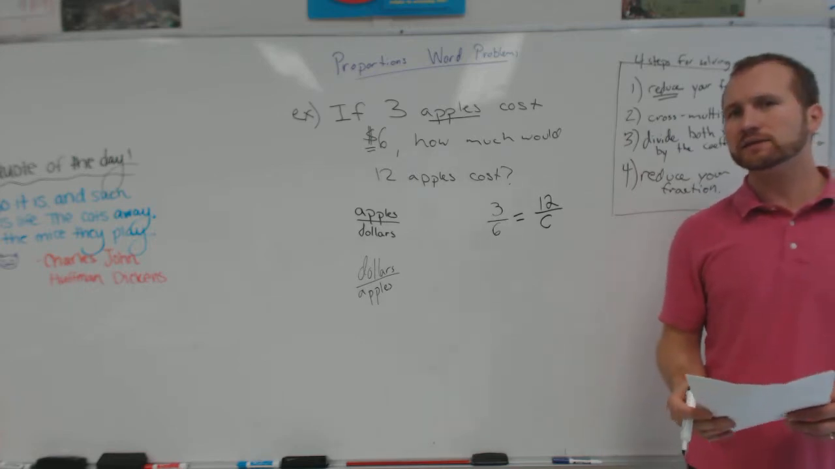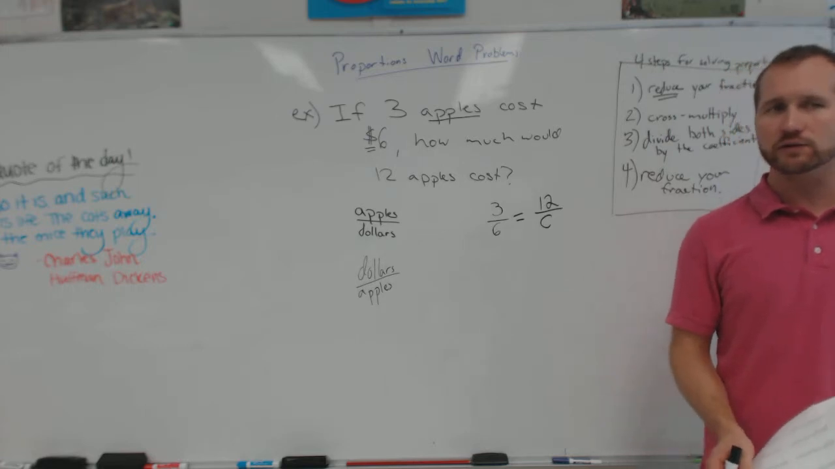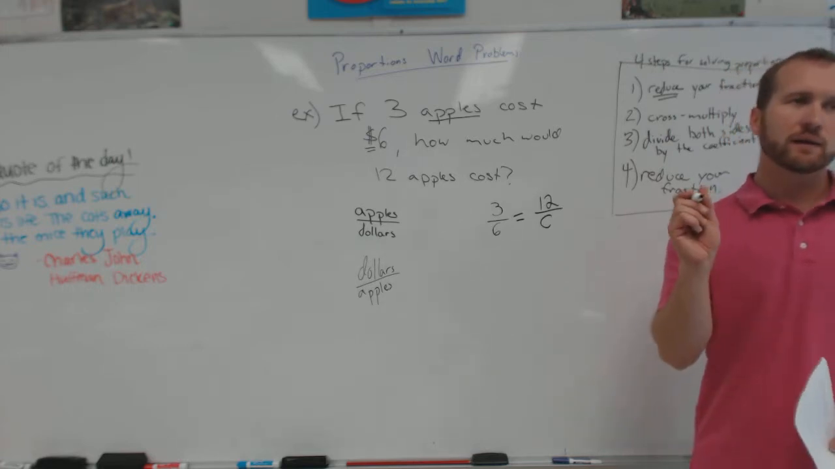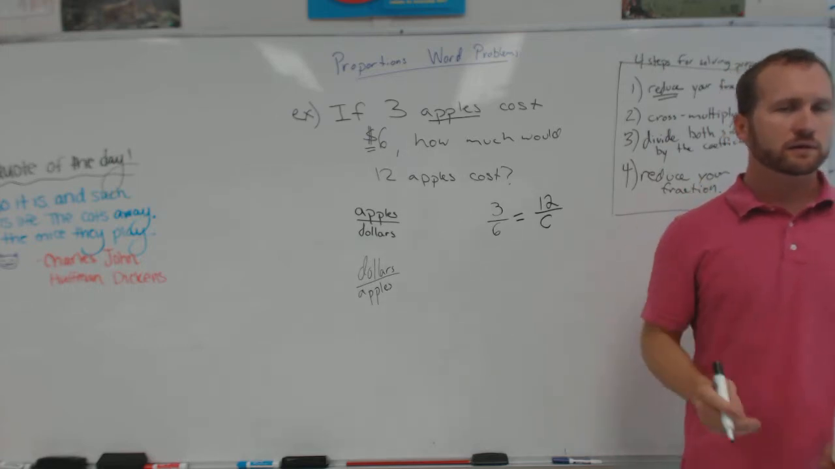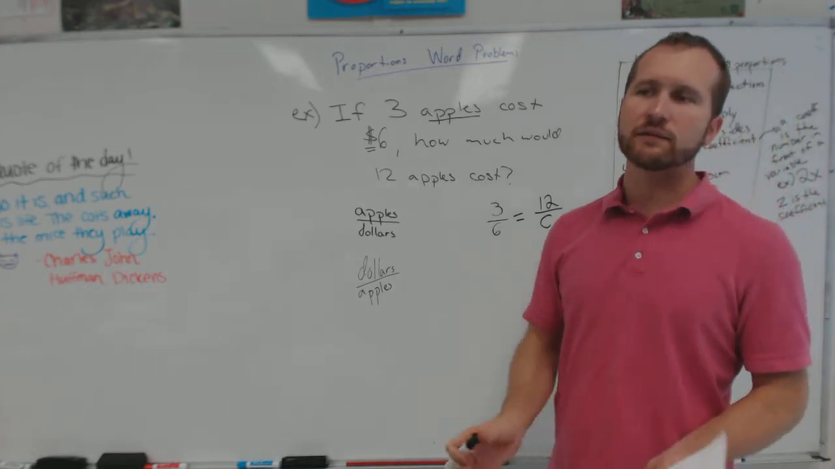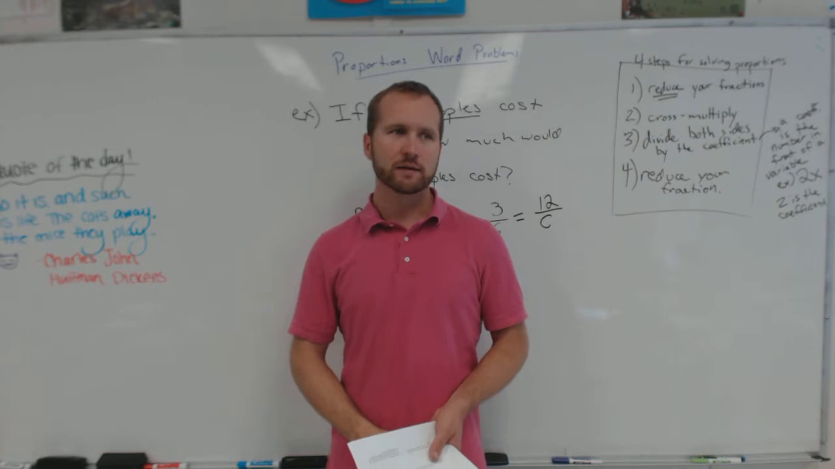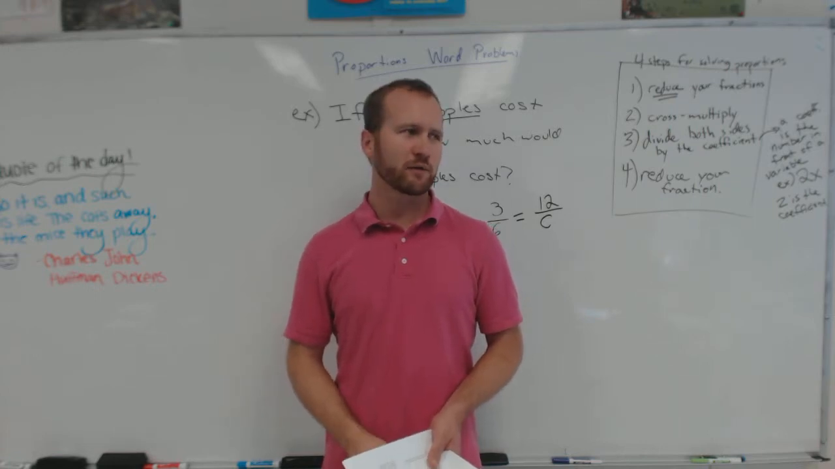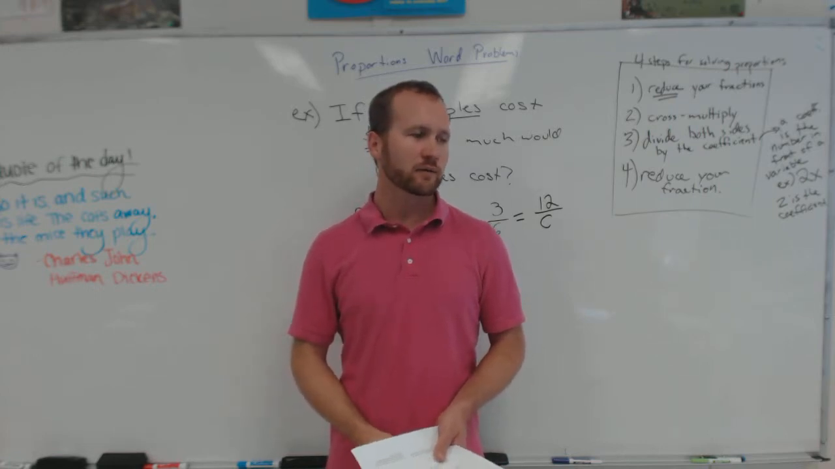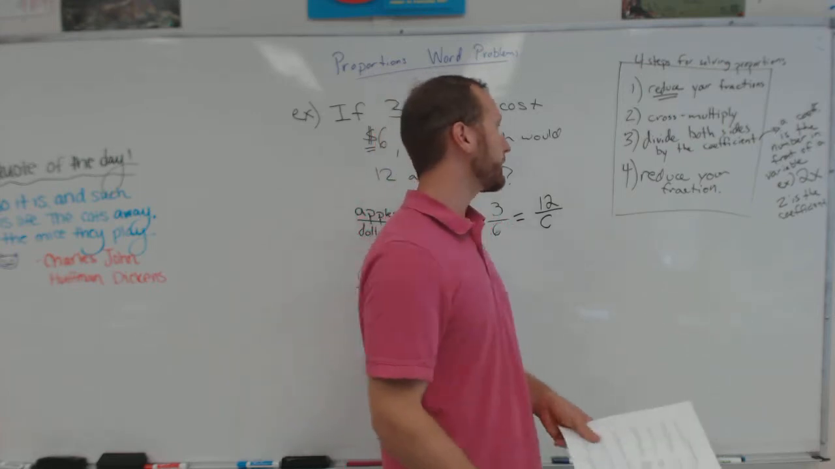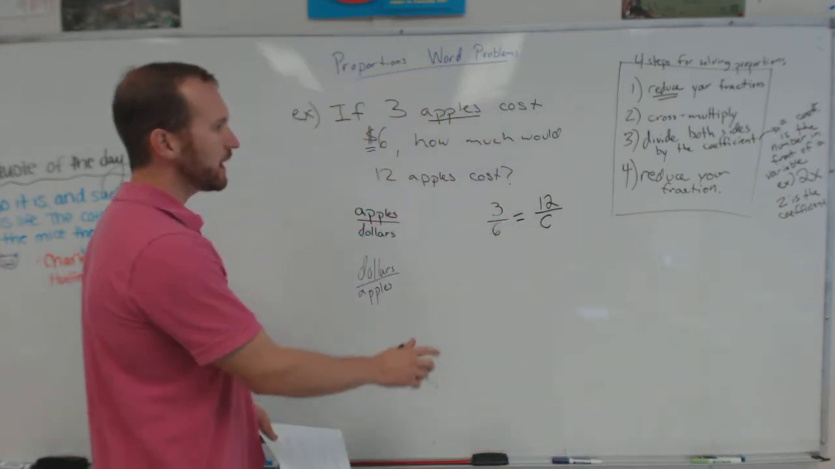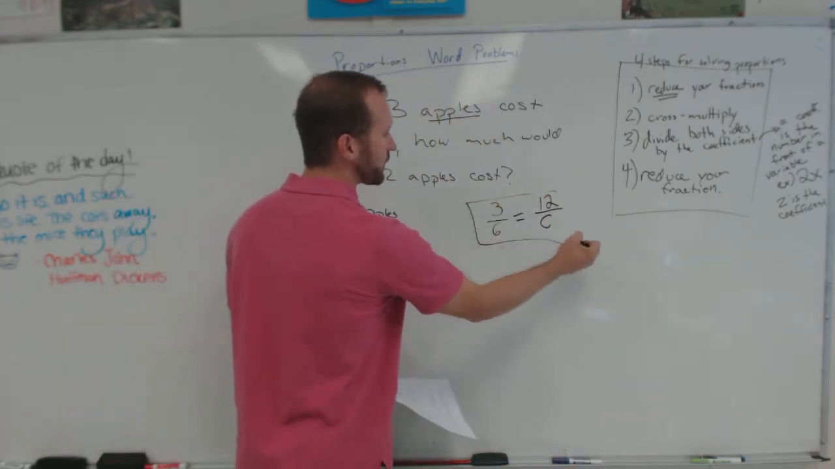You do not have to simplify or convert your fractions though. So if you have like 9 halves, that's totally fine. You can leave it as 9 halves. You don't have to say whatever that would be, 4.5. All right. So now we've set up our proportion. We're going to follow those 4 steps.